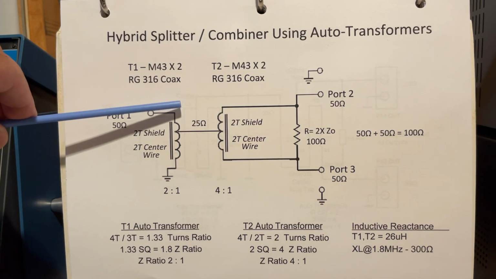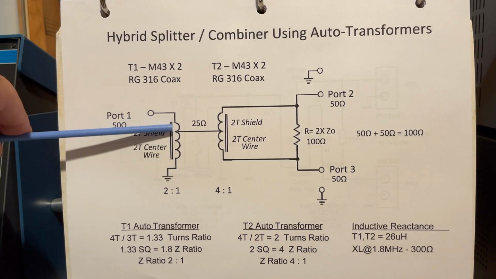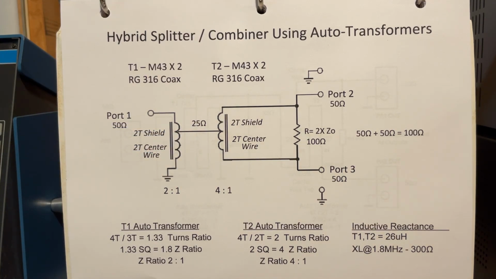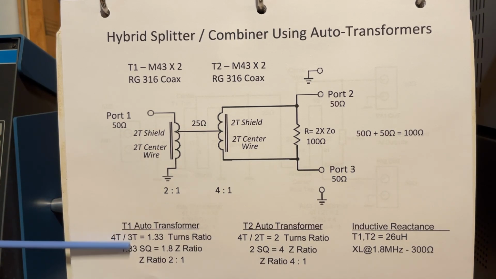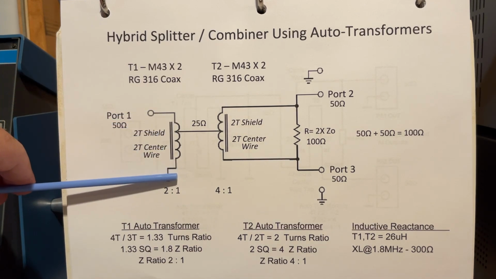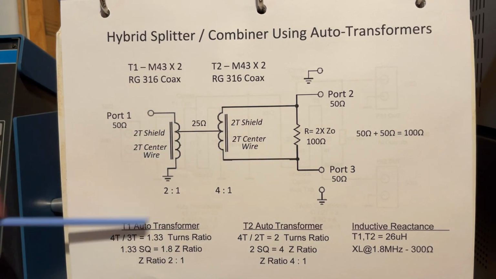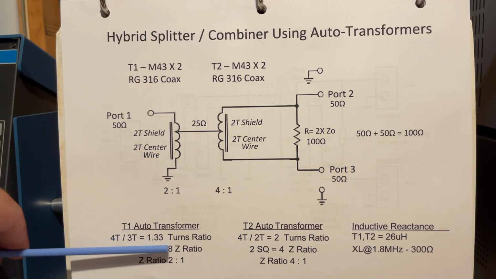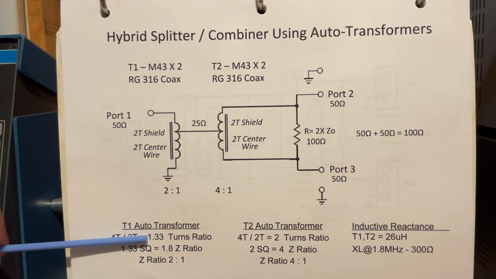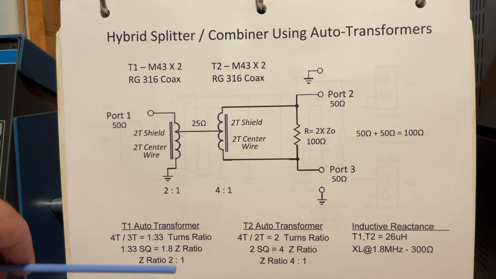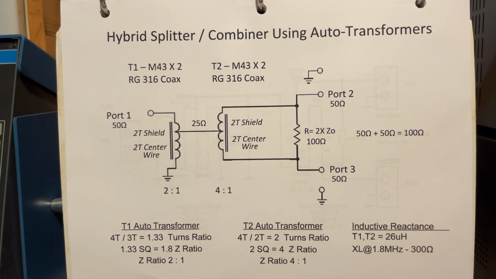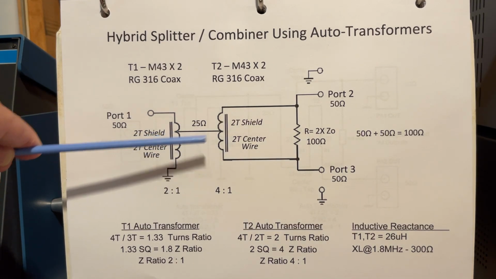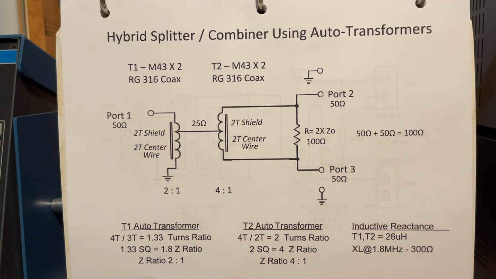So here we have a total of 4 turns, but it's tapped after 1 turn, okay? So if we go through the calculations, it's basically 4 turns to 3 turns. 4 turns is the total. 3 turns is where we have the tap. So the turns ratio is 1.33. If we square that, it's 1.8. So we say impedance ratio close to 2-to-1. So it transforms the 25 ohms back to 50 ohms.